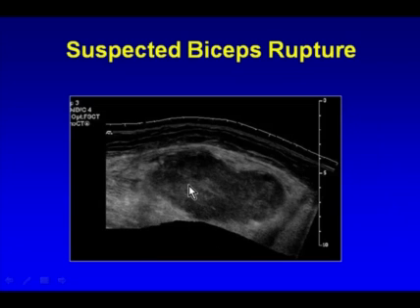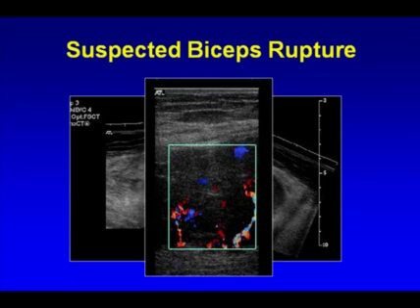Now, this could be a hematoma from a biceps rupture, but it's important to use all the tools at our disposal when we're evaluating a soft tissue mass. And we realize that when we put the color Doppler imaging on this mass, it has neovascularity within it. Therefore, what was suspected to be a biceps tendon rupture really ended up being a sarcoma involving the biceps muscle.